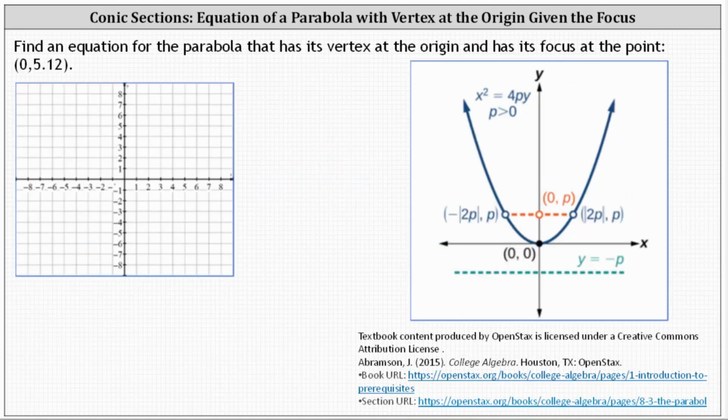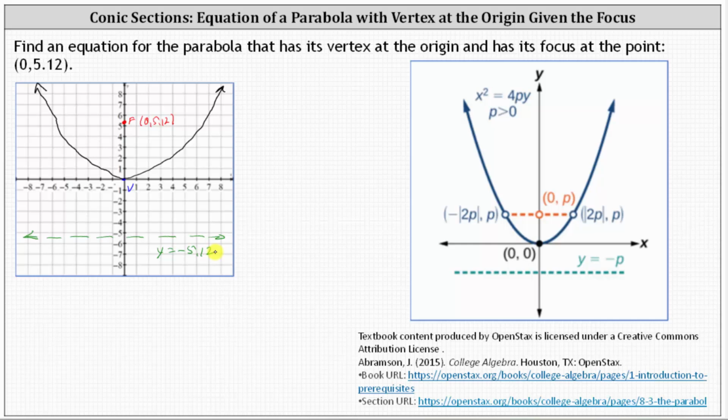For our last example, again, the vertex is at the origin. And now the focus is the point (0, 5.12), which is approximately here. This indicates the parabola must open up, and also that the directrix would be parallel to the x-axis 5.12 units below the vertex, giving us the horizontal line approximately here for the directrix, which would have the equation y equals negative 5.12.